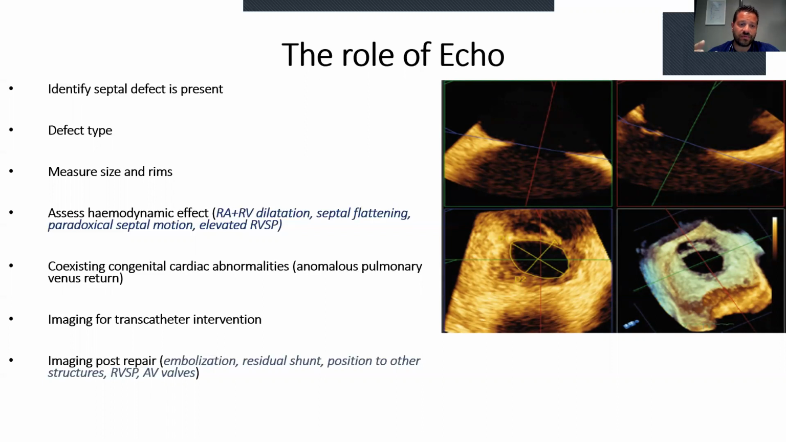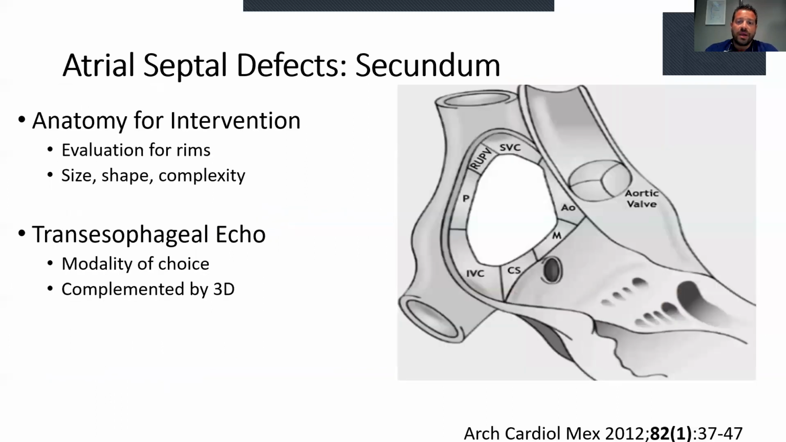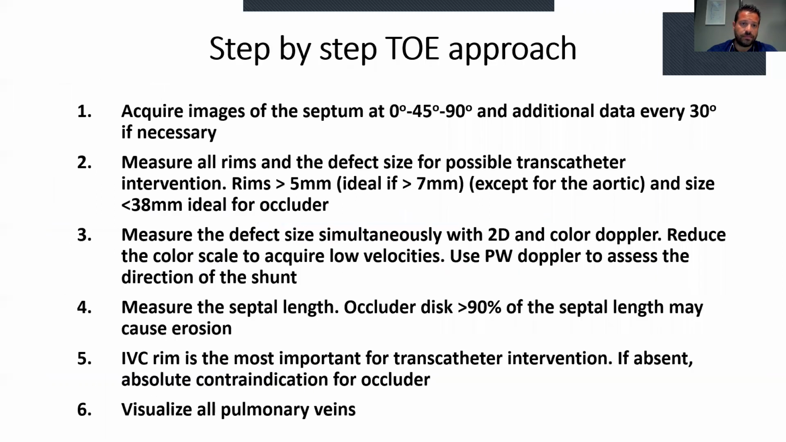Echocardiography is indispensable for transcatheter intervention, of course. And after the implantation of the device, we have to check about embolization of the device, the residual shunt, the position of the occluder relative to other structures, the pulmonary pressure, and of course, the functioning of the atrioventricular valves. From all these types of ASDs, in this tutorial, we're going to talk about the secundum, because it is the only ASD that can be managed with transcatheter occluders and not surgically.